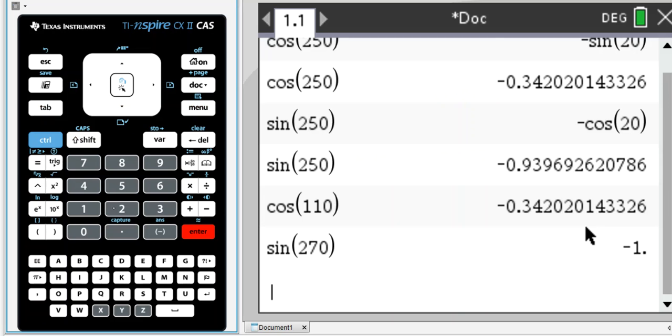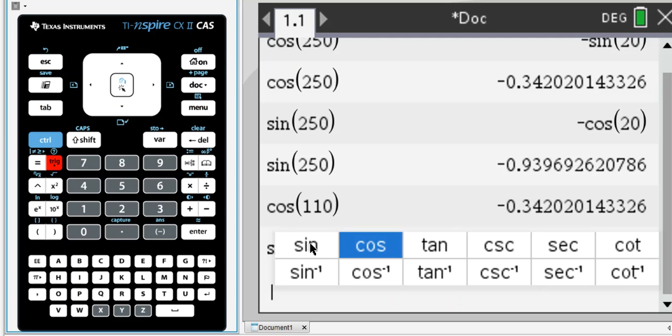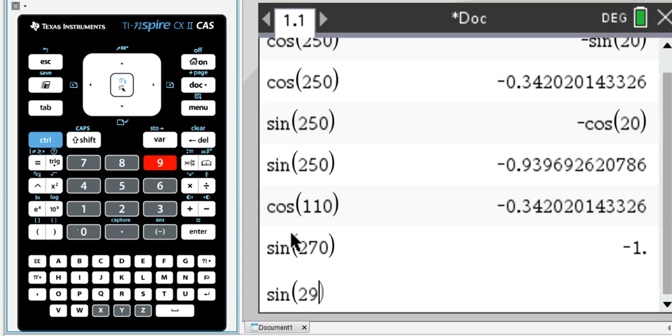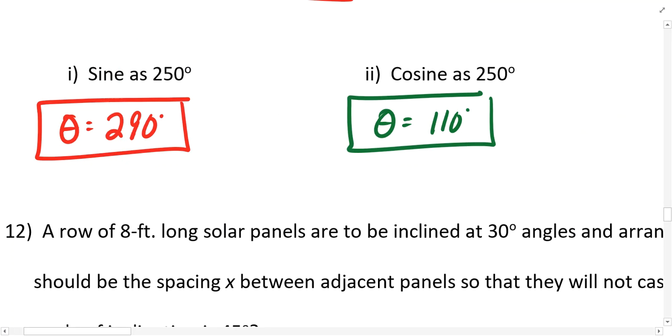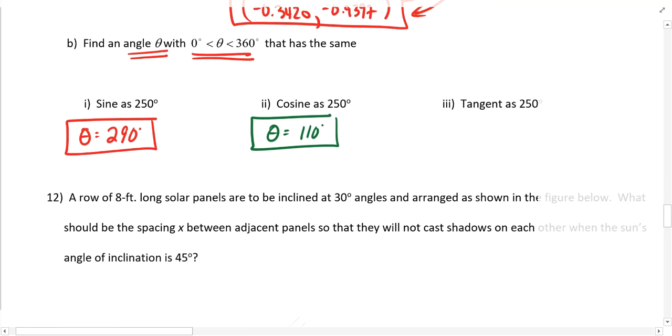So now, let's verify this one more time. Sine of 290 should give us the same result that we saw at sine of 250. So again, hopefully some of you were screaming at the computer screen when you saw my mistake a few moments ago. It's a good thing I checked because now I caught that mistake and have made the correction. 20 degrees beyond 270 was 290.